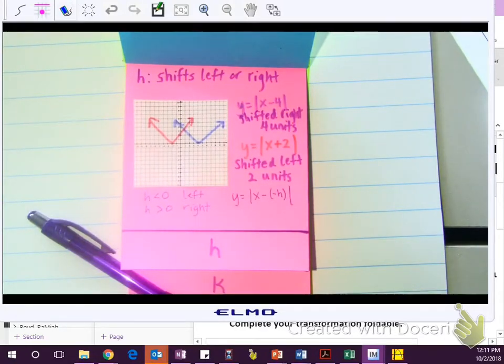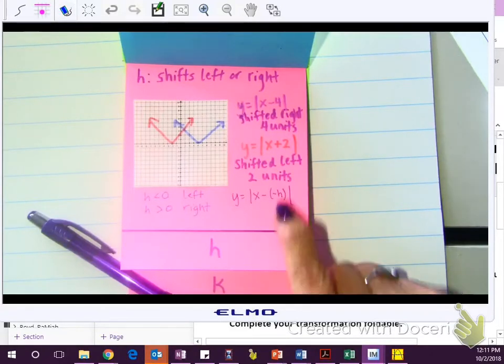Okay, so for this flap, h is a horizontal shift. It's moving left or right, but what you see in the formula, x minus 4, is moving right because the h value is 4. X minus is part of the formula. When the h value is negative, so when h is negative 2, it's going to go left, but what you see is x plus 2 because we don't write minus the minus.